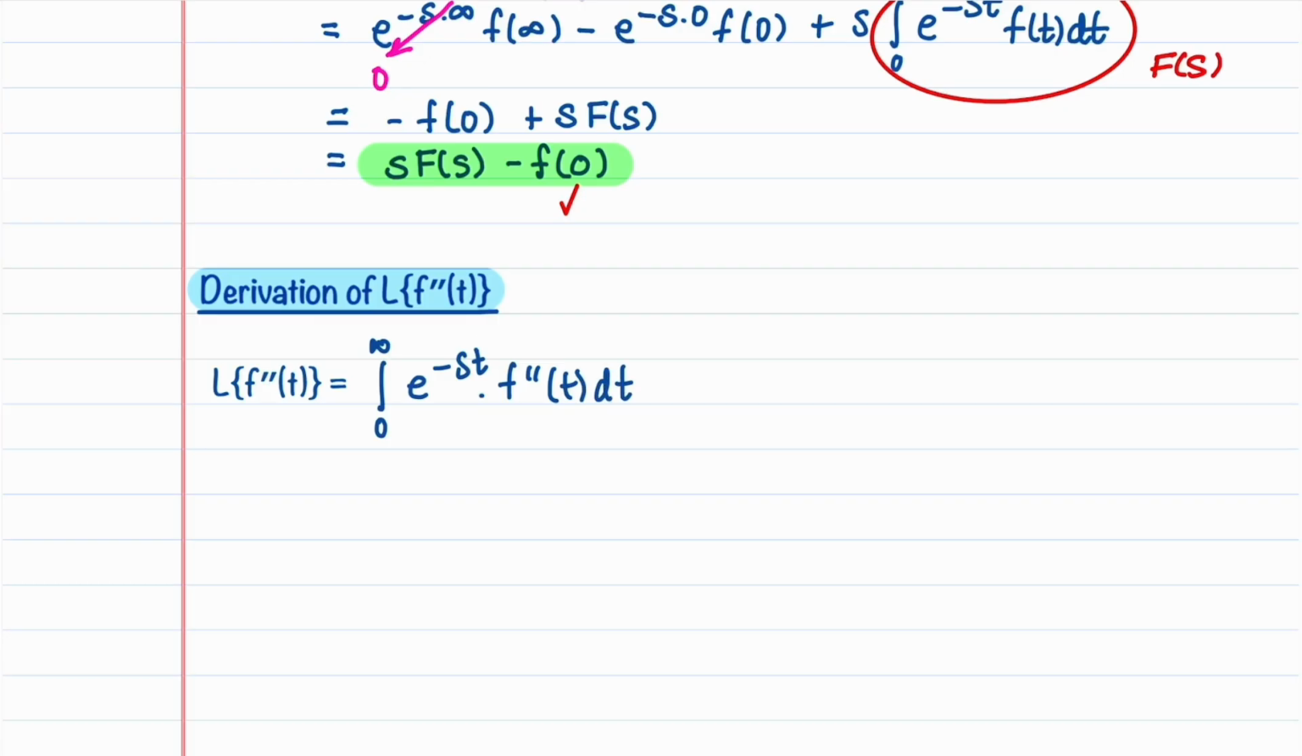We again are going to use integration by parts, so let's put down the formula. We have the integral of u dv is equal to uv minus the integral of v du. Just like with the first derivative, our u is going to be e to the minus st, and then our dv is what's left, and that is f double prime of t dt.